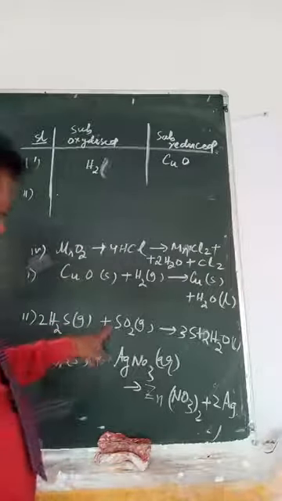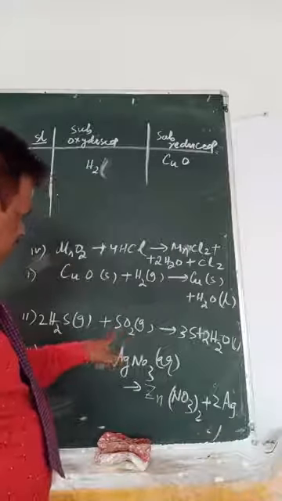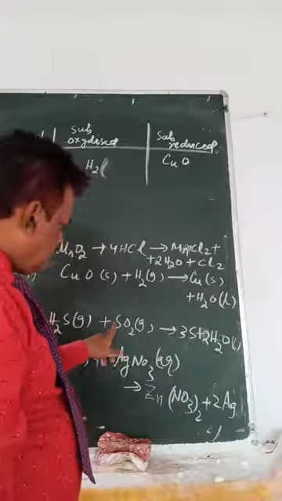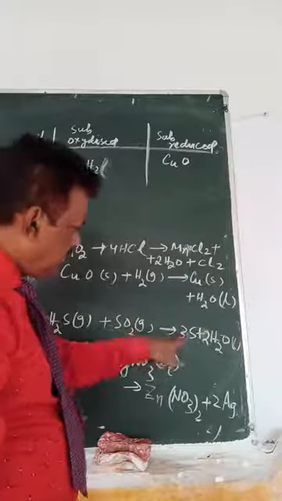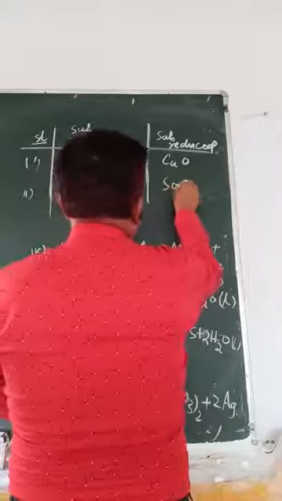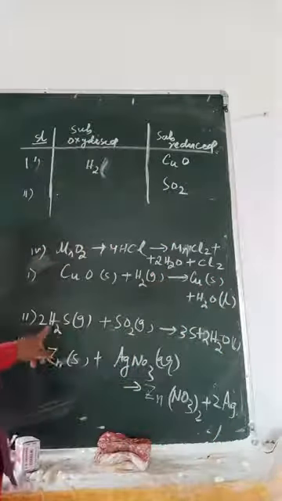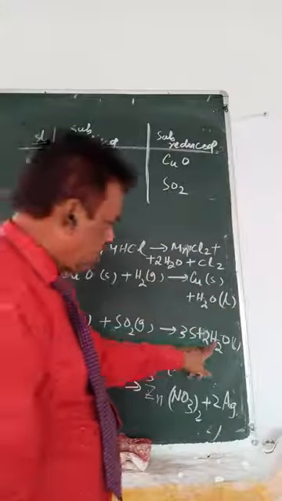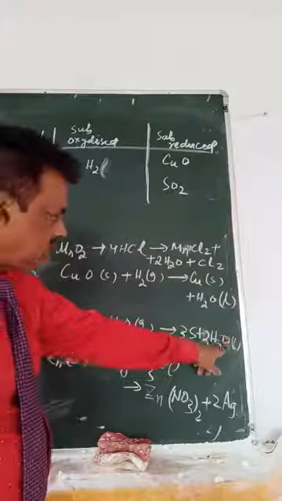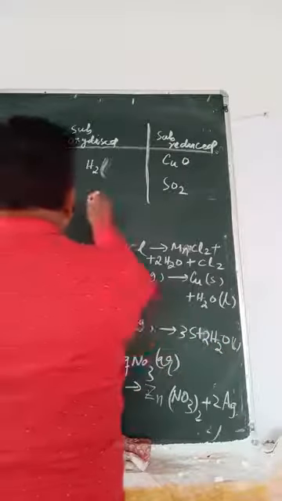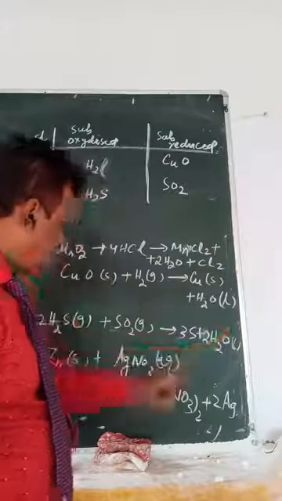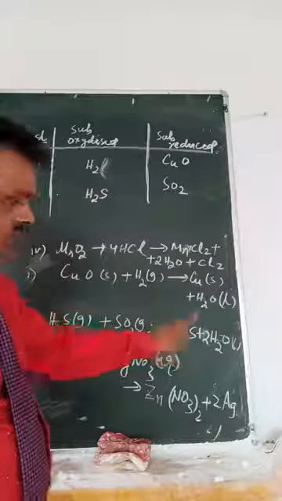Now, if I take the second one, H2S plus SO2, SO2 becomes 3S. Look here. So sulfur dioxide is reduced to sulfur. The SO2 is reduced. Then hydrogen sulfide becomes H2O. That means to this substance oxygen is added here. So that becomes H2S. This is the substance which is oxidized. This is the substance which is reduced.